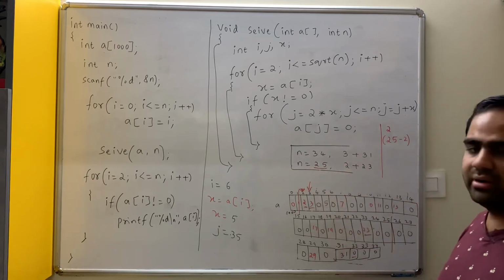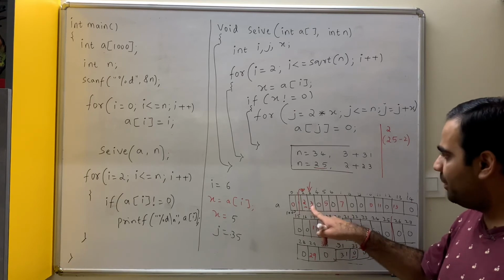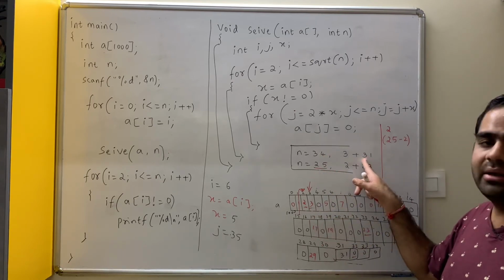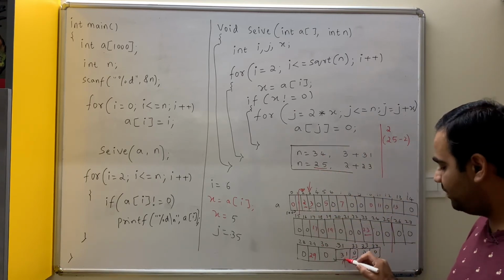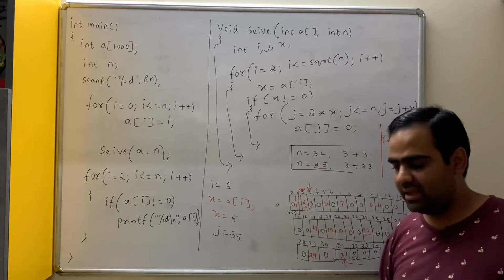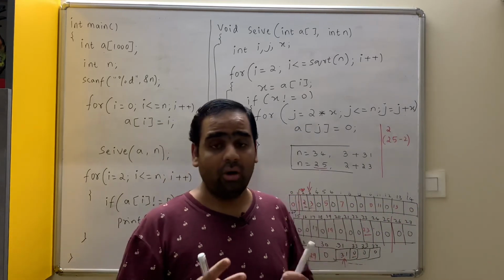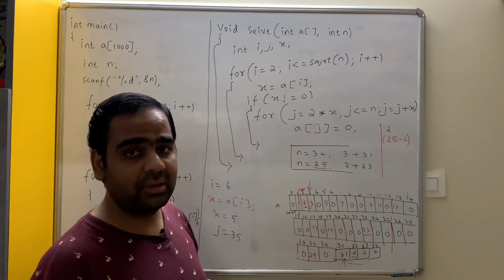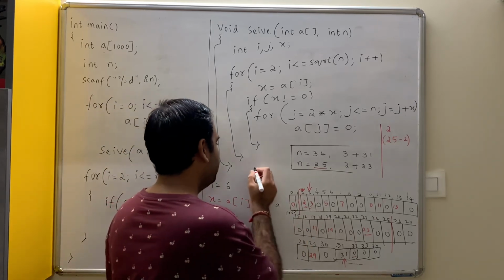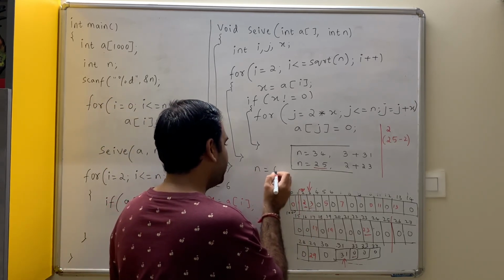What is the next number? 3. If 3 is a prime, what should be the other number to make it 34? 31. Is 31 a prime? Yes. Therefore, 34 can be expressed as sum of two primes.